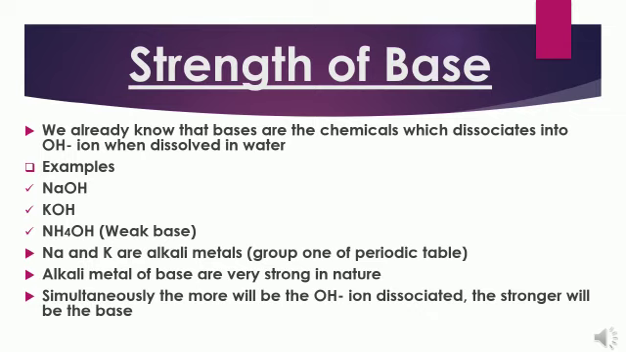So dissociation of the ion matters a lot here. Okay, in case of NaOH, the hydroxyl, that is OH, is dissociated at once. In case of NH4OH, it takes some time. So we call it a weak base. So Na and K are said to be alkali metals, that is group 1 of the periodic table. If you observe the periodic table, you can see all these alkali metals are arranged in group 1. Alkali metal bases are very strong in nature. Simultaneously, the more OH- ion dissociated, the stronger will be the base.